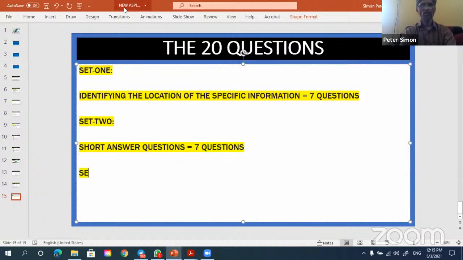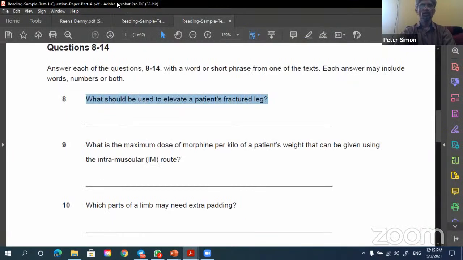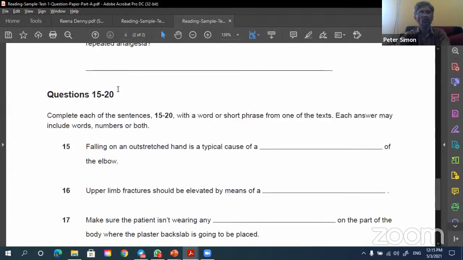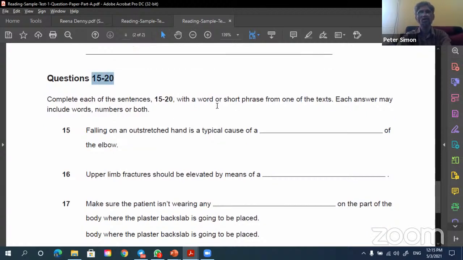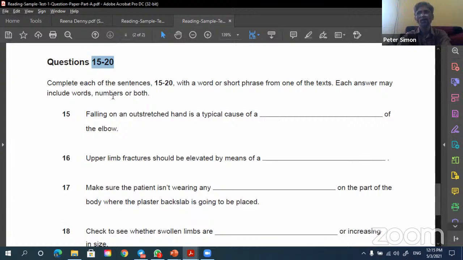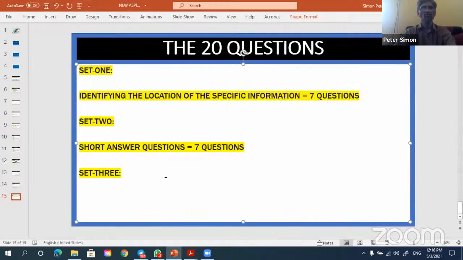Then next one, set 3. Set 3 has questions 15 to 20: 15, 16, 17, 18, 19, 20. 6 questions, and these are fill in the blanks, using short words and phrases. Sentence completion, or fill in the blanks. So these are fill in the blanks type of questions, 6 questions.